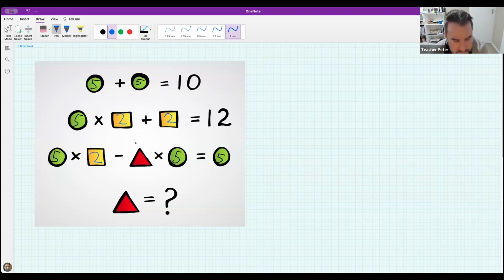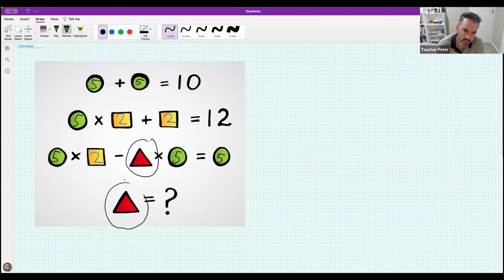All right, now comes the final question. What is a red triangle going to be worth? Yes, Sam, I agree. A yellow block is 2. Agree, Sylvester? So we're all on the right track. Now the question is, what is this thing or this thing going to be?